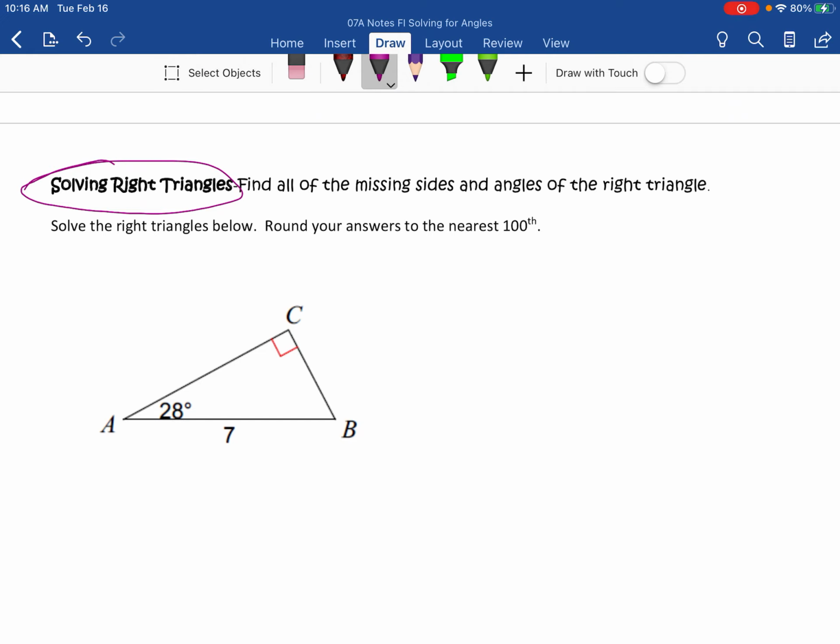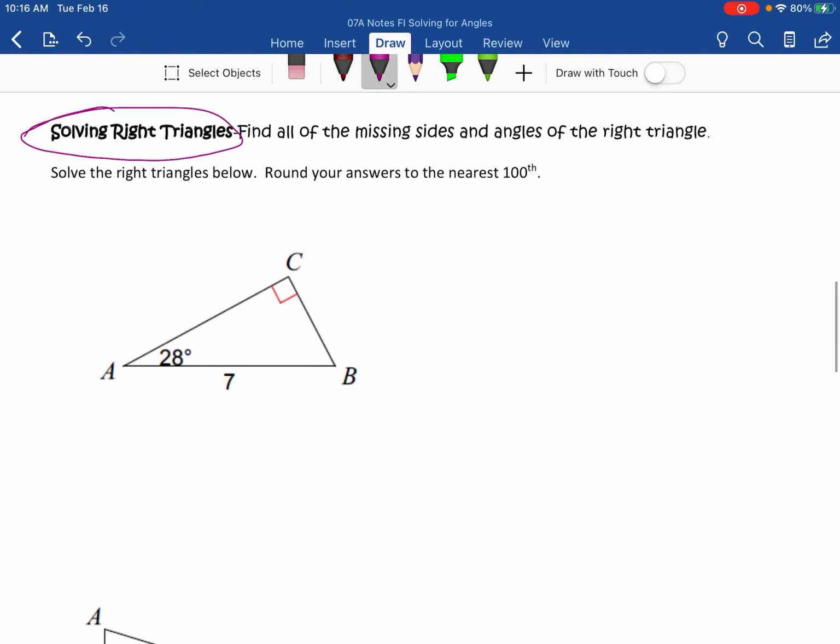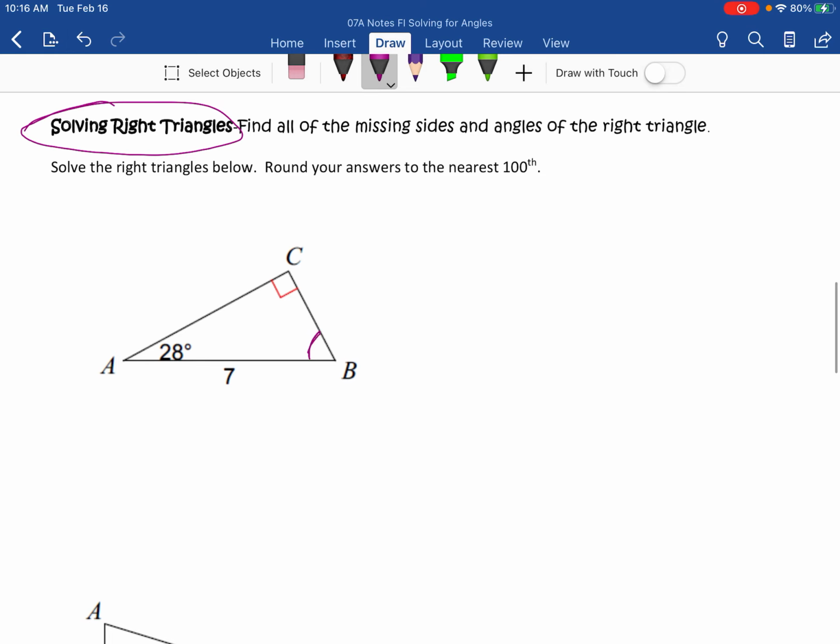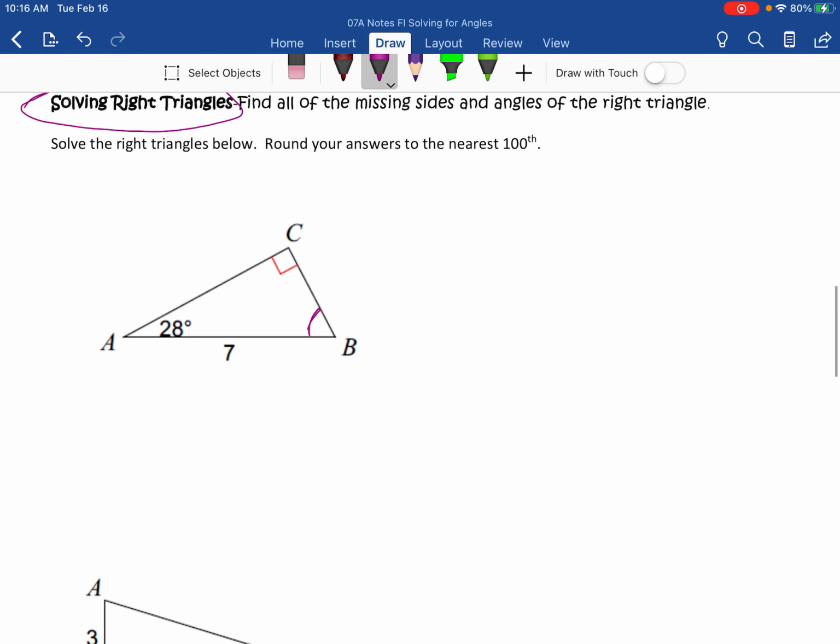Okay, last idea is that concept of solving right triangles. So to solve a right triangle, you have to find all of the missing sides and all of the missing angles in your right triangle. So first off, the easiest thing for me right now is to find the measure of angle B. The measure of angle B, of course, is going to be 62 degrees. So the measure of angle B is equal to 62 degrees.